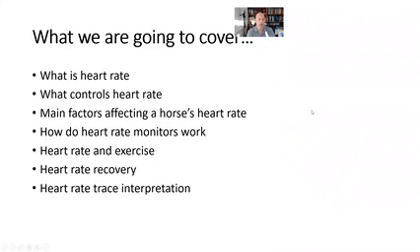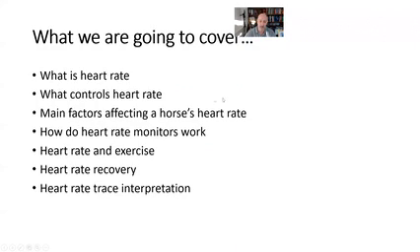So let's start. What are we going to cover? We're going to talk about what is heart rate. I know that sounds maybe a bit silly and a bit basic, but it is worth us looking at what we're talking about. We're just going to briefly talk about what controls heart rate, because that's important for understanding how you interpret the recordings you get from a heart rate monitor.